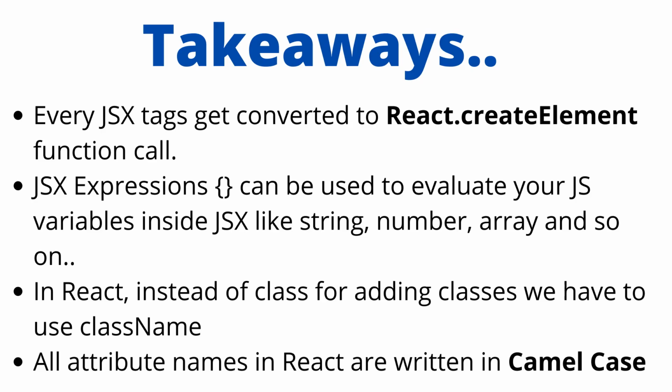So now we can conclude what we have learned about using JSX in React. Every JSX tag is converted to a React.createElement function behind the scenes. And JSX expressions which are written inside curly brackets allow only things that evaluate to some value, like a string, number, array, map method and so on. Another point you need to remember: in React we have to use className instead of class for adding classes to HTML elements, because class is a reserved keyword in JavaScript. Another point that we have discussed is that all the attribute names in React are in camel case.